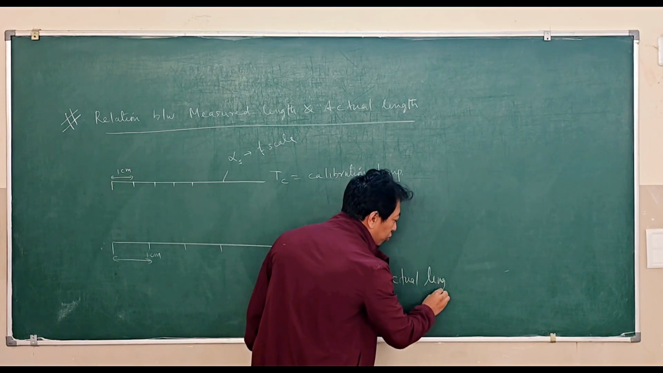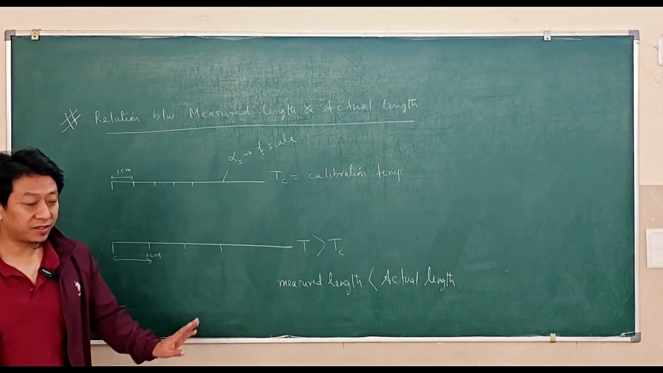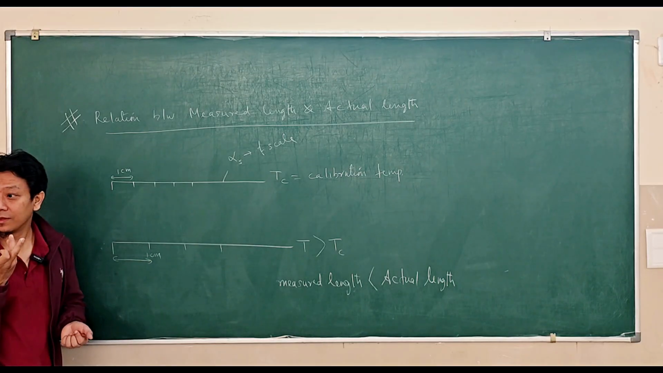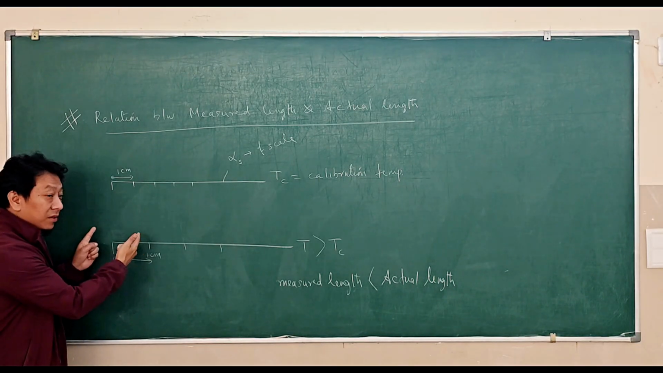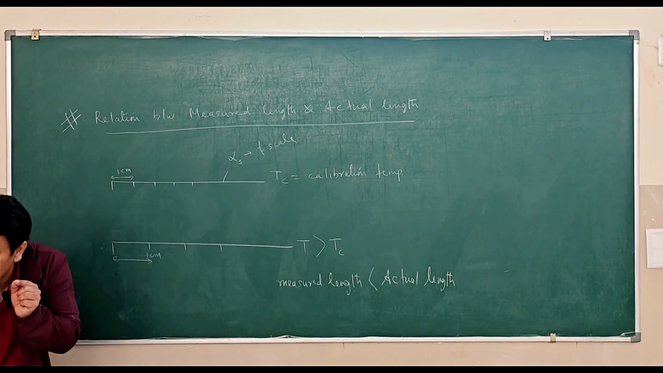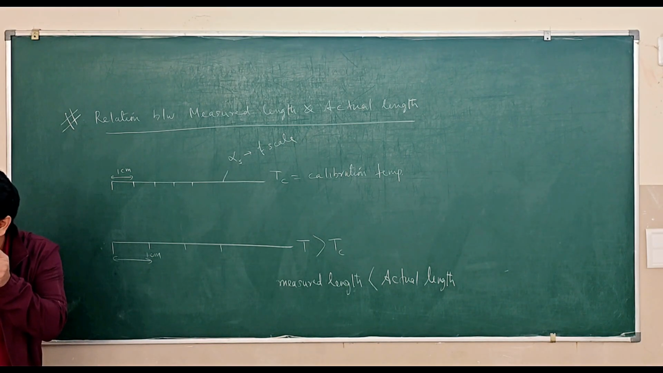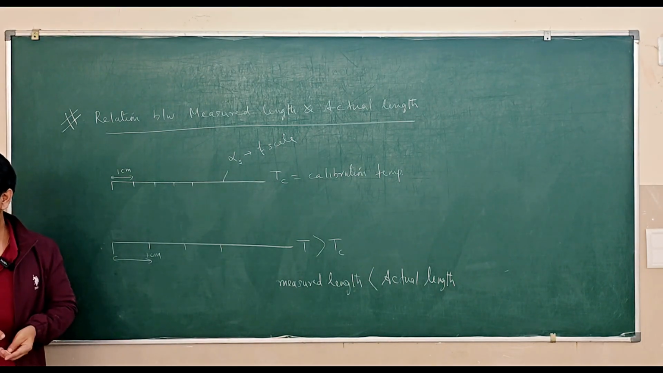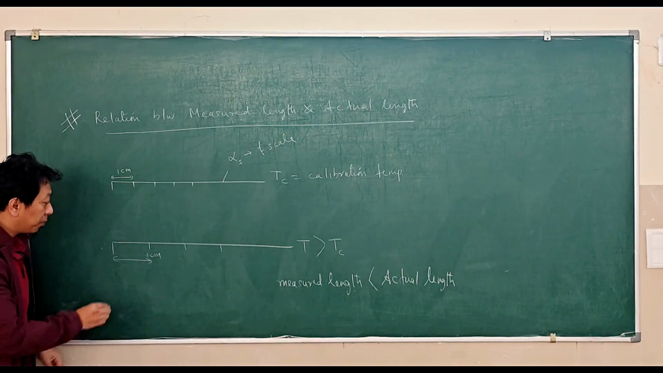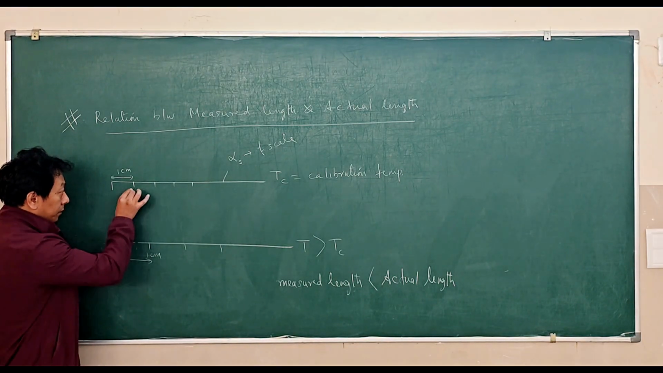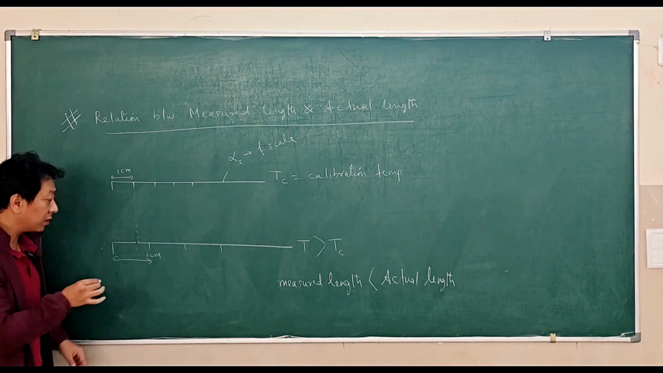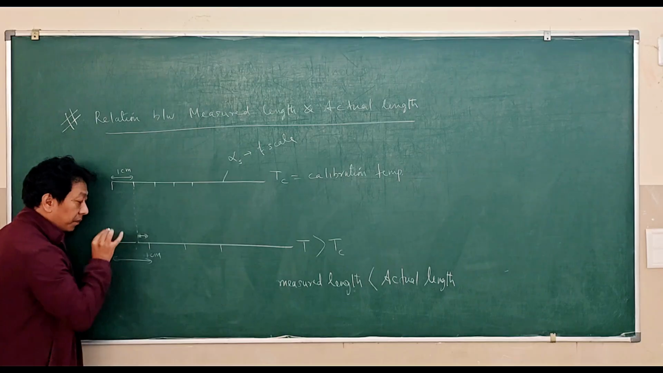Many students know this. If I ask, they will say measured length will be more because they think it expands. But by measured length, I don't mean this length. I mean how much you see here. That is measured length. You see 1 centimeter. But it is not 1 centimeter. It is actually more. So 1 centimeter which was supposed to be actually here, this was your true 1 centimeter. That 1 centimeter expanded by this much.